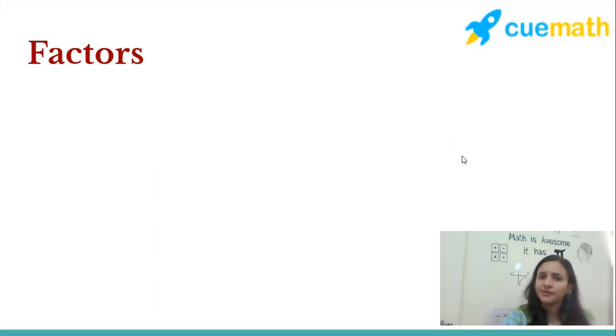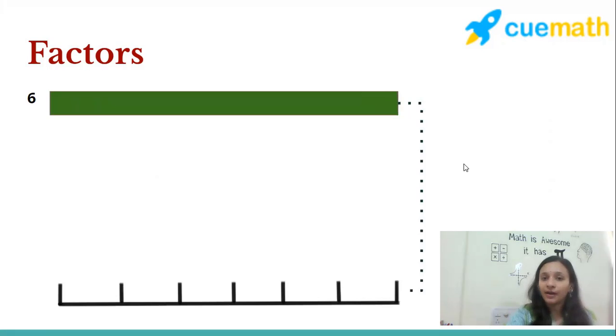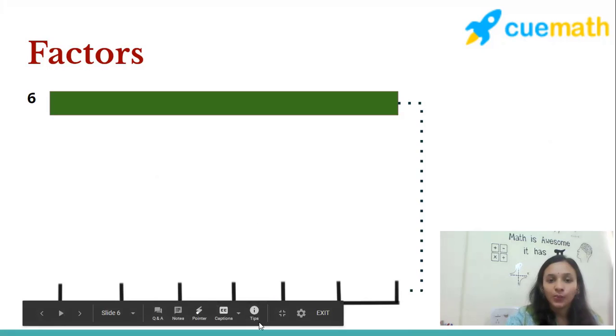So let's take a number first. So we're taking the number 6, okay? And we will try to find out all the factors of 6. So what I do here is I take a bar, which I say is, let's say this whole bar is representing length 6, okay? And below what you see is a scale, which I'll just mark up, which is starting with 0.